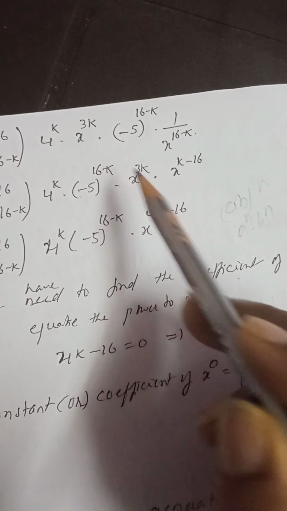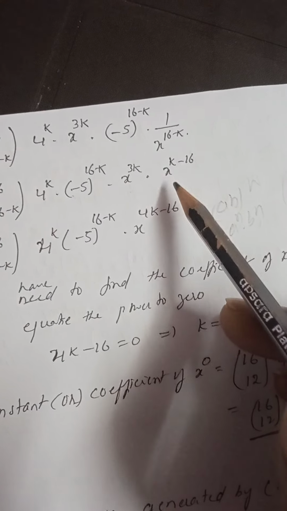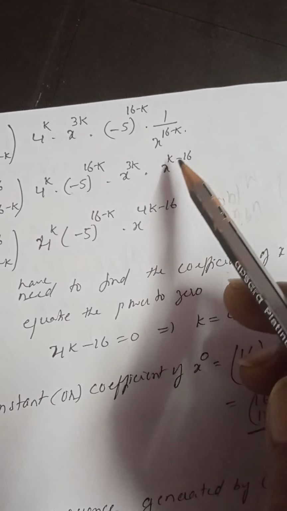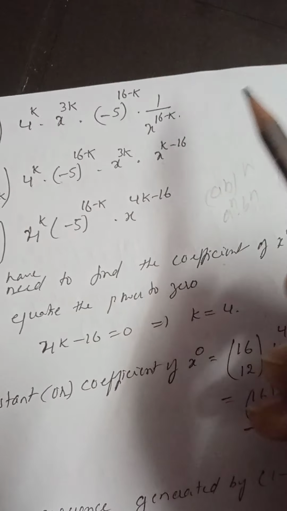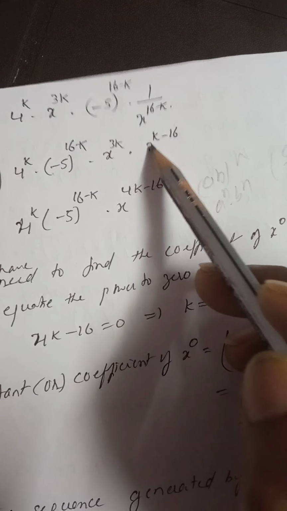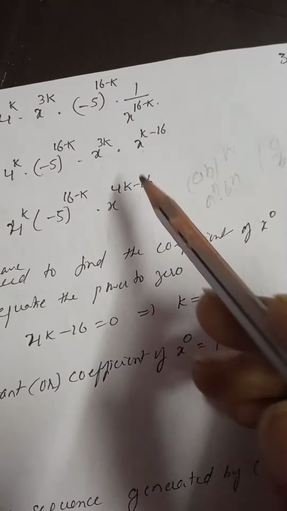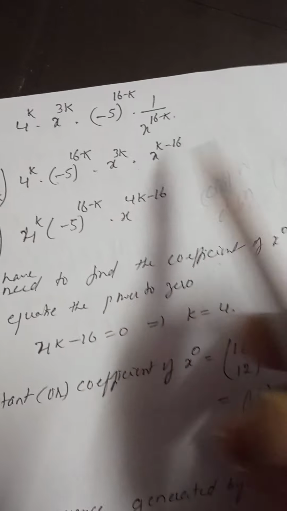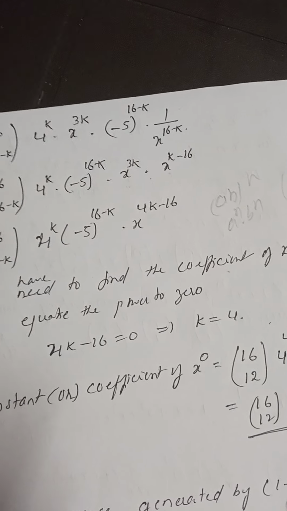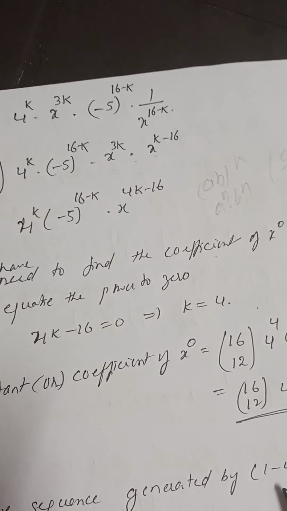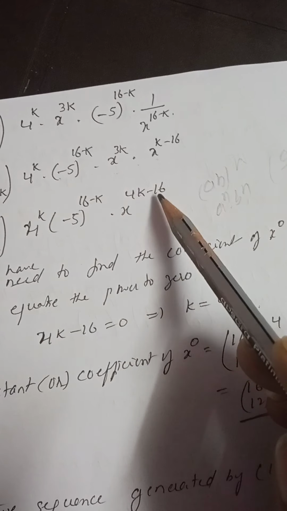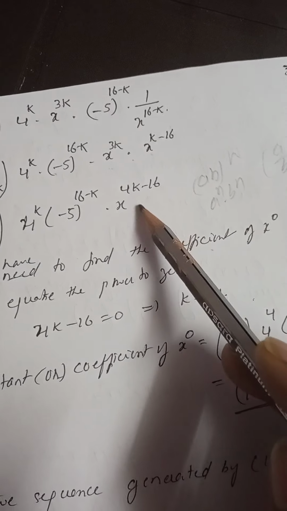Now we are simplifying this one. (−5) to the power of 16 − k into x to the power of 3k. Now here x is in the denominator. We are transposing this one to the numerator. Therefore it becomes x to the power of k − 16. See, 16 − k becomes k − 16. Here once again after simplifying, x to the power of 3k into x to the power of k − 16. This is nothing but a^m into a^n, that means a^(m + n). Right? x to the power of 3k + k − 16. Therefore x to the power of 4k − 16. If you add those powers, you will get this one.